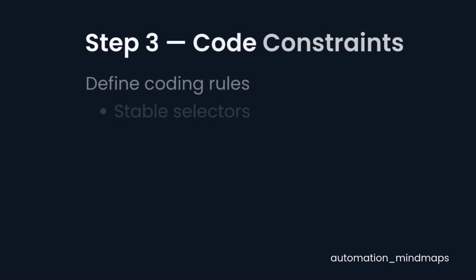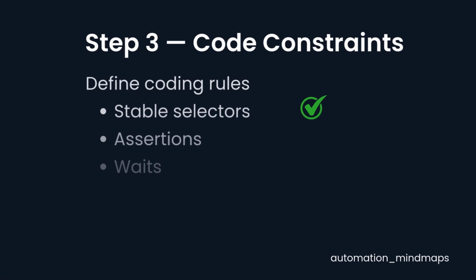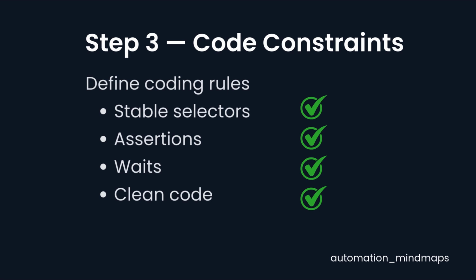Third part is the code constraints. This is where you define the coding rules that the AI should follow. For example, use stable selectors, include assertions, add waits where necessary, follow clean and readable code practices. These constraints guide the AI to produce code that is closer to real automation tests.